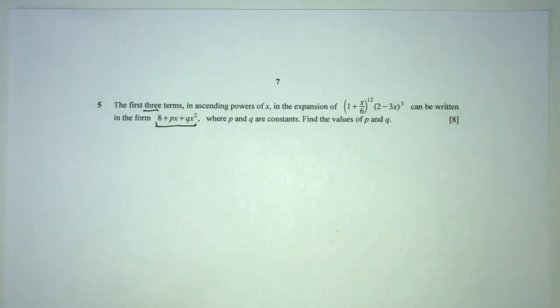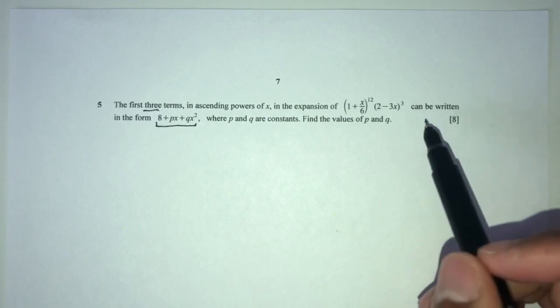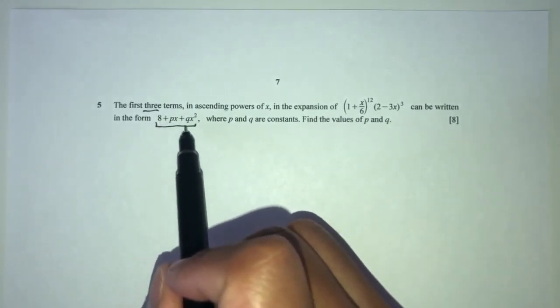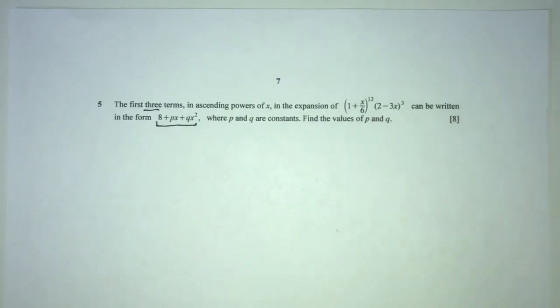So we only care about the first 3 terms of this expansion, or we only care about until the power of x squared. Basically, we can understand that from this question. That's what we care about. The rest, whatever happens, we don't really care. Now, where p and q are constants, we have to find the values of p and q.